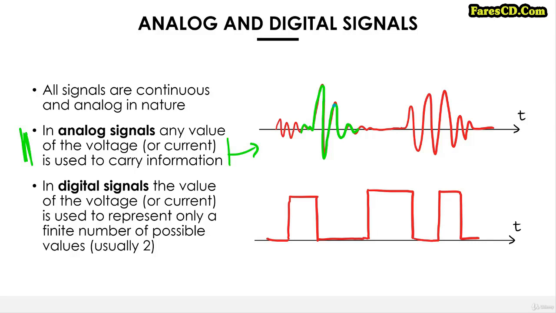Even points that are very close to each other, like this one and this one, they're still carrying a different information that we want to keep, so that our analog signal is as rich as possible.